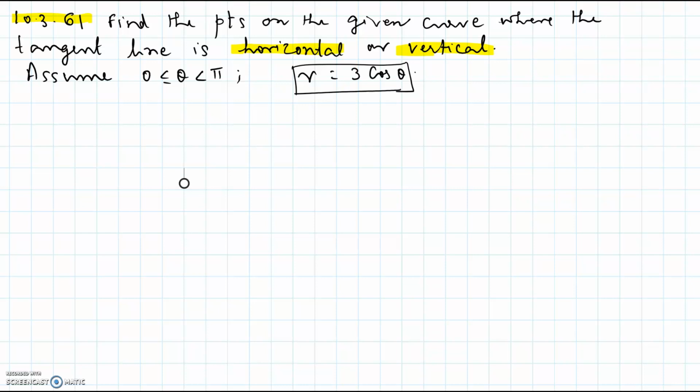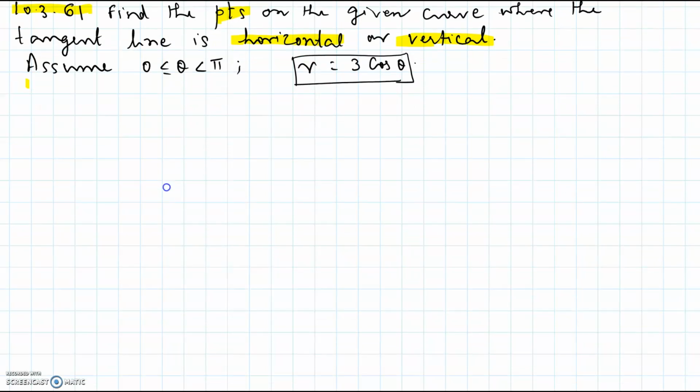Hi, in this video, I will be showing you problem number 61 of chapter 10, section 3. Find the points on the given curve where the tangent line is horizontal or vertical. Assume that theta lies between 0 and pi, where 0 is inclusive and pi is exclusive. The polar curve is r equal to 3 cosine theta.